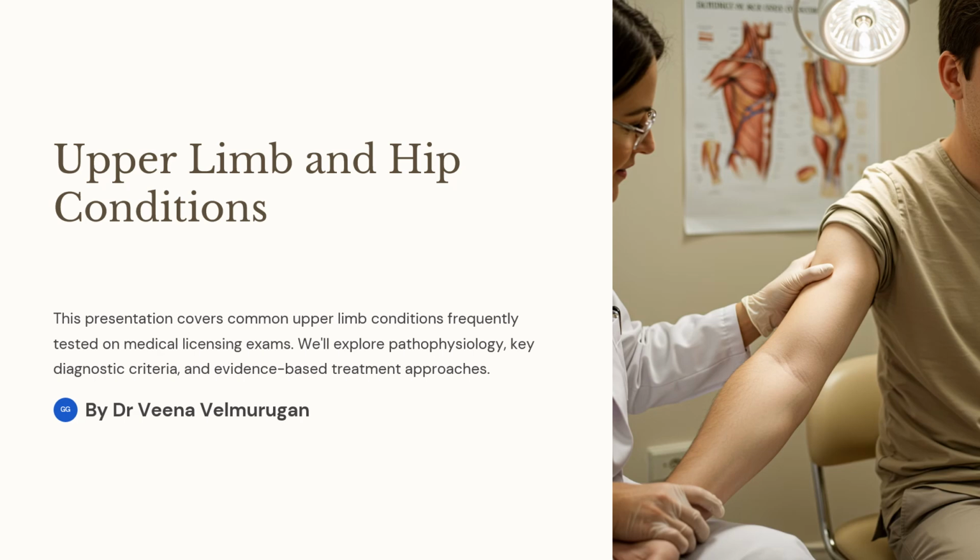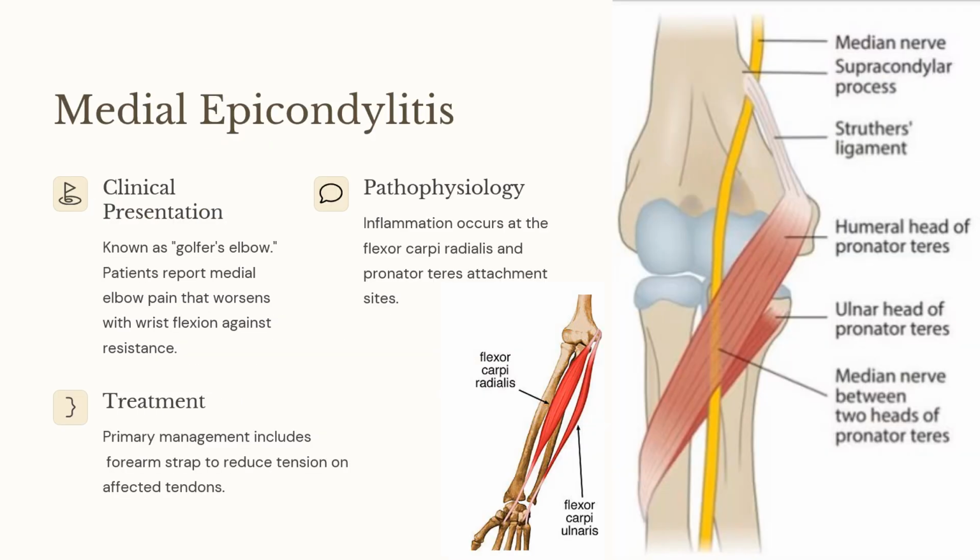Hello everyone. Today we are going to see about upper limb. Let's start with medial epicondylitis. It is also known as golfer's elbow. Why? While playing golf, the entire upper limb is in contact with the body. So during that time, that part which is in most contact is the medial epicondyle.